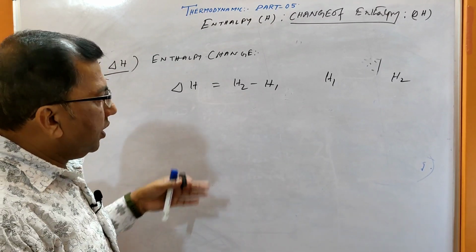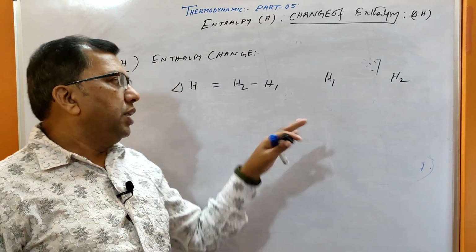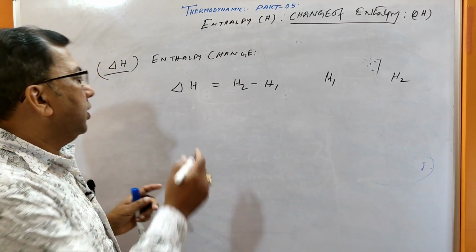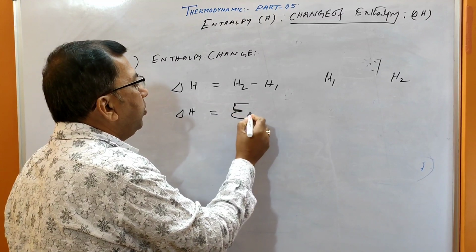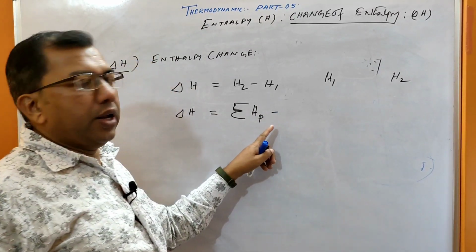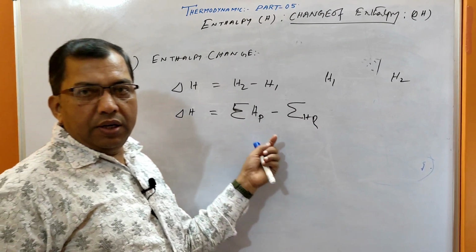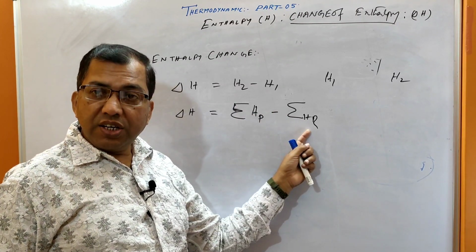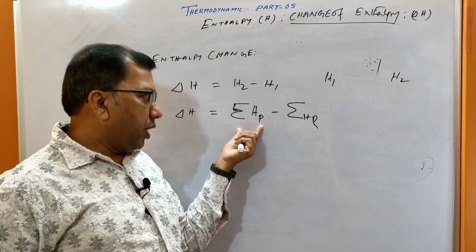Or in a chemical reaction, with product and reactant, A plus B equals C plus D. In that case, the total enthalpy is the summation of the enthalpy of the products and the summation of the enthalpy of the reactants. So you can write delta H equals the summation of the enthalpy of the products, H product, minus the summation of the enthalpy of the reactants, H reactant. This is delta H: enthalpy of product minus enthalpy of reactant.